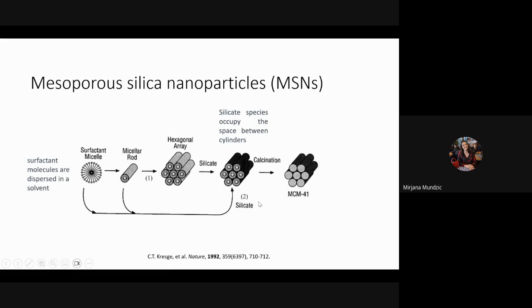And after calcination, or after washing out those organic groups, we get MCM-41, which is the name of that structure, which has a hexagonal array and whose pores are empty and ready to accept a drug, dye, contrast agent, or whatever is needed.